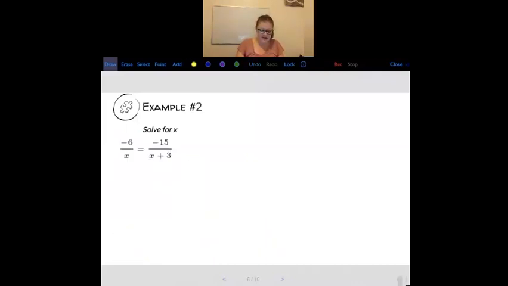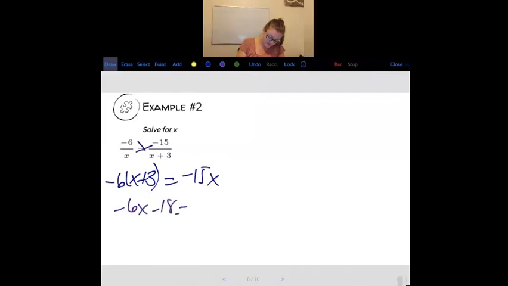Next, solve for x. So we have some negative signs in here. We cross multiply. So this is negative 6 times x plus 3. The most common error with these problems is to not distribute the negative 6 to the x and the 3. This is equal to negative 15 times x. And then we distribute, and then use what you know about solving linear equations.